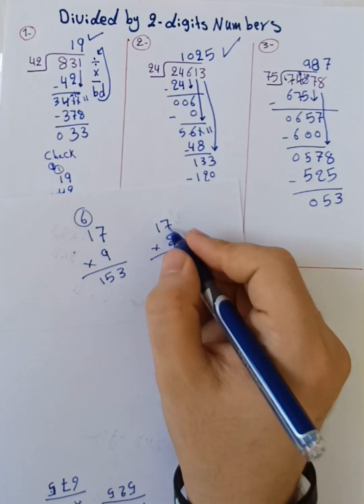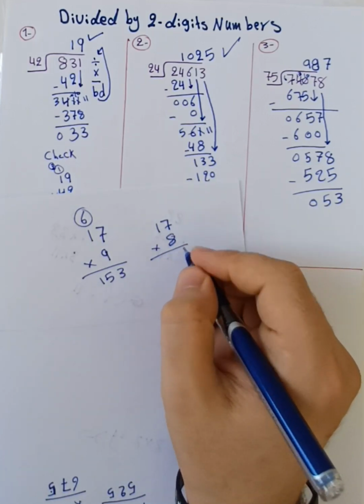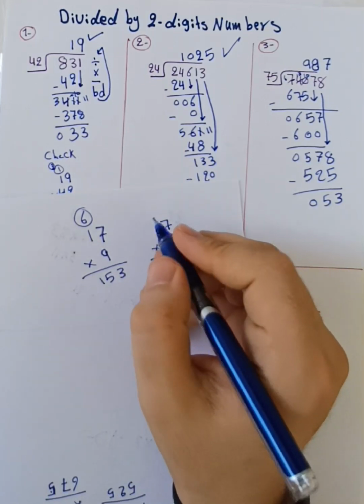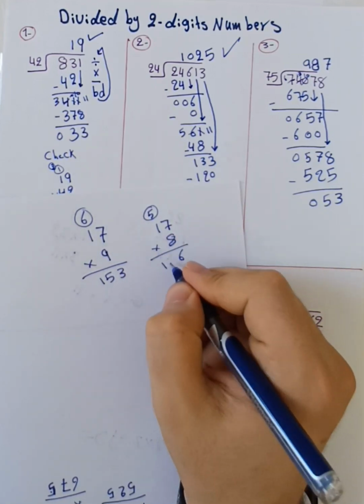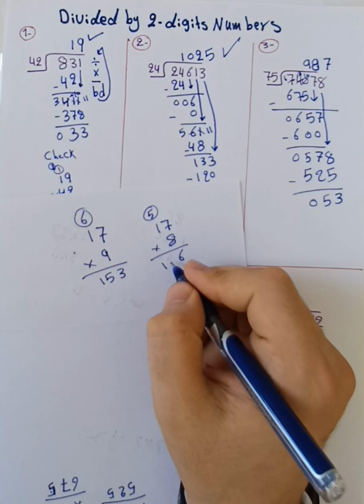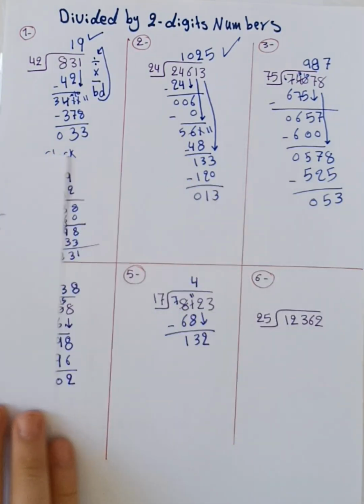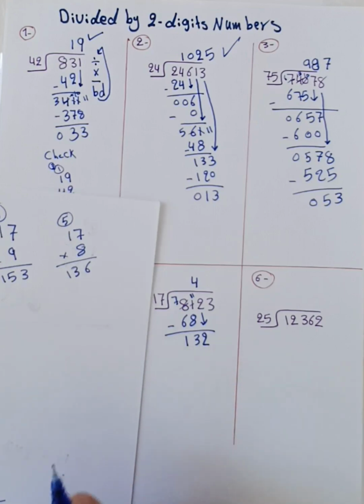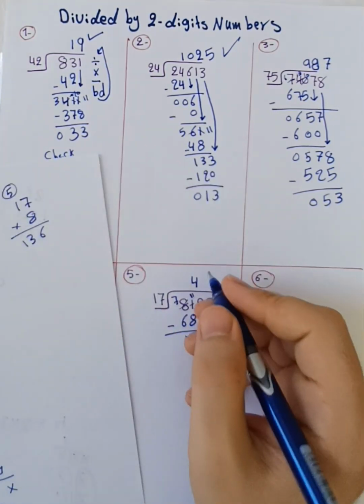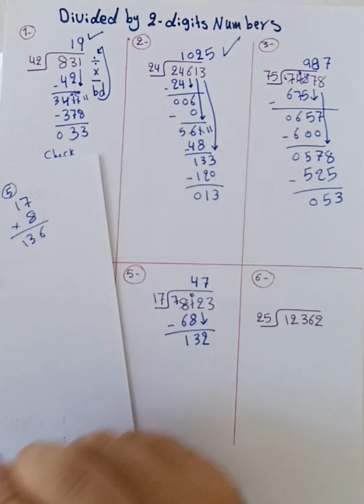8 times 7 equal to 56. 8 times 1 is 8 plus 5 is 13. 136. Again we have 132, so 8 is more. So 7 is suitable number.